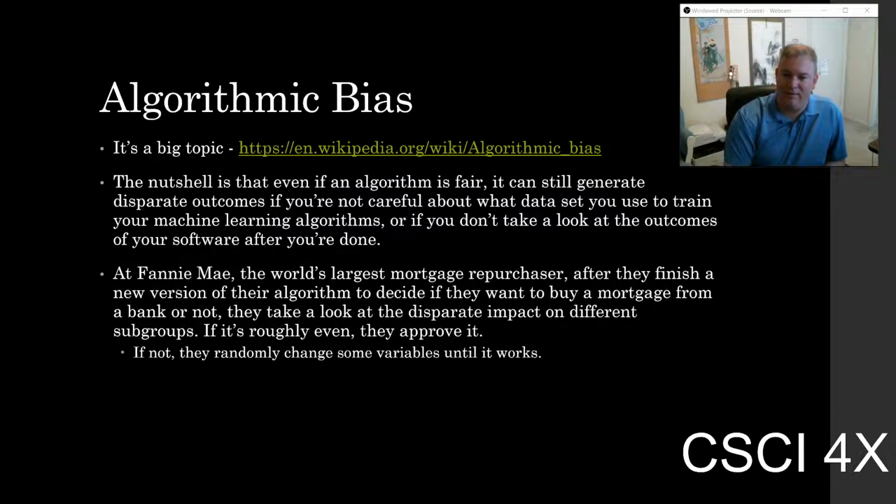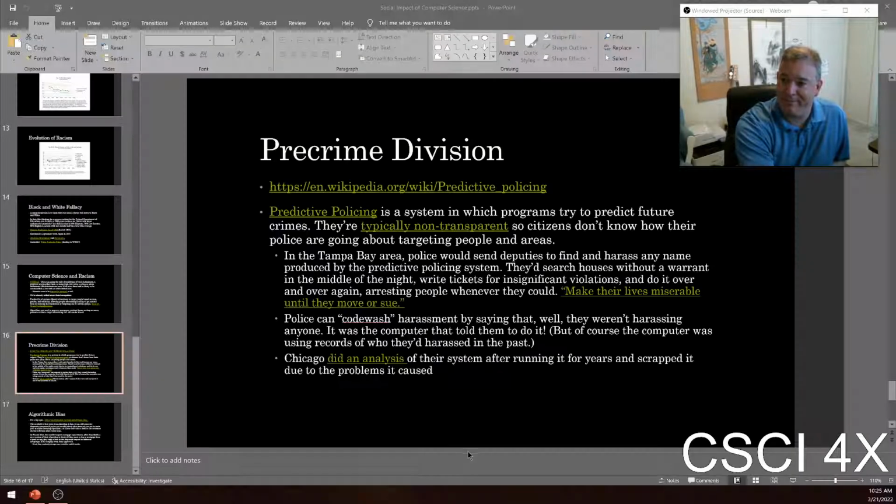And then there's almost like an infinite regress problem of, well, how do you know that the training data is unbiased, and how do you come up with an unbiased data set? It's a really difficult question, especially when it comes to criminal laws and things like that. So, like I was telling you, at Fannie Mae, they will look at the disparate impact of their code, and if it is biased, then they redo it, and they keep redoing it until it works. Randomly, which is somewhat disturbing to me.